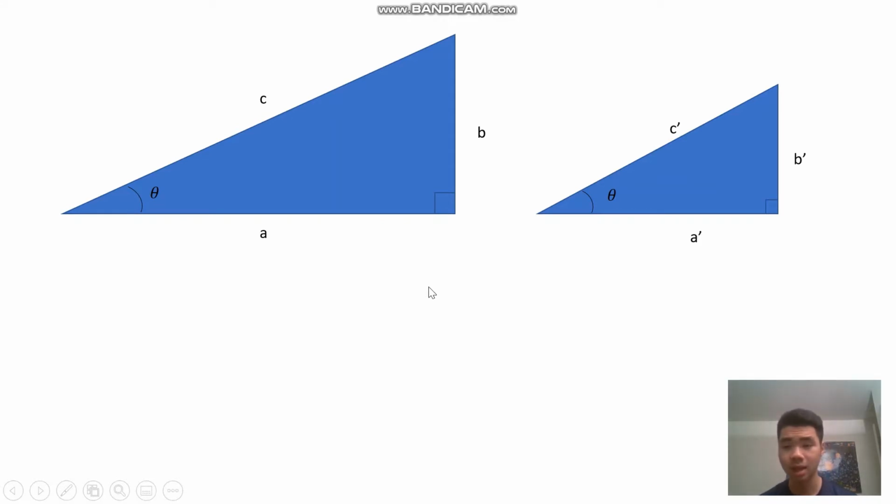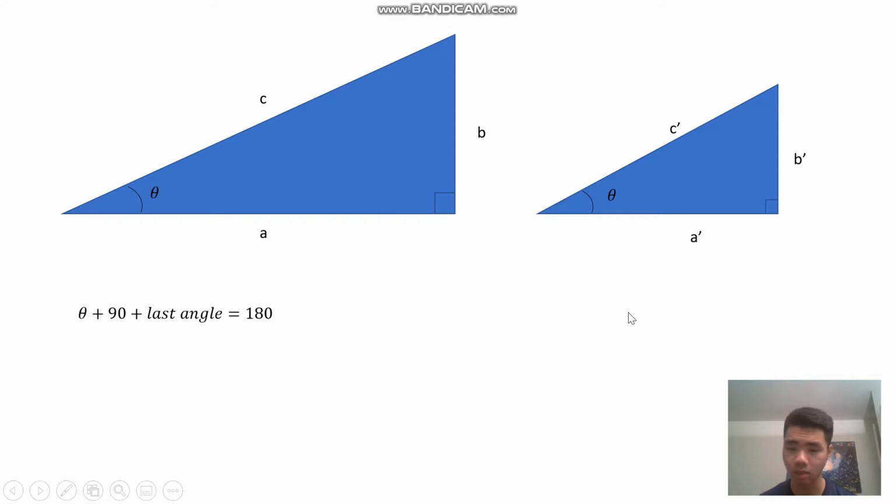By AAA similarity, however, I can conclude that these two triangles are similar. This is because these two angles match up, these two angles match up, and these last two angles match up. This is because for any triangle, the angles within have to add up to 180 degrees. So for this triangle, theta plus 90 degrees plus this last angle must equal 180, as shown by this equation.